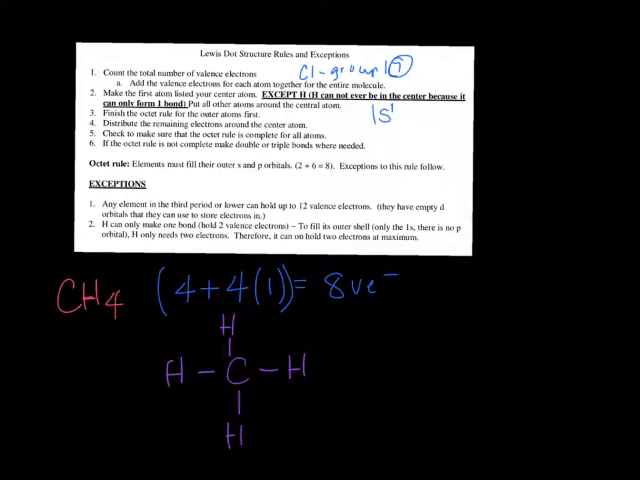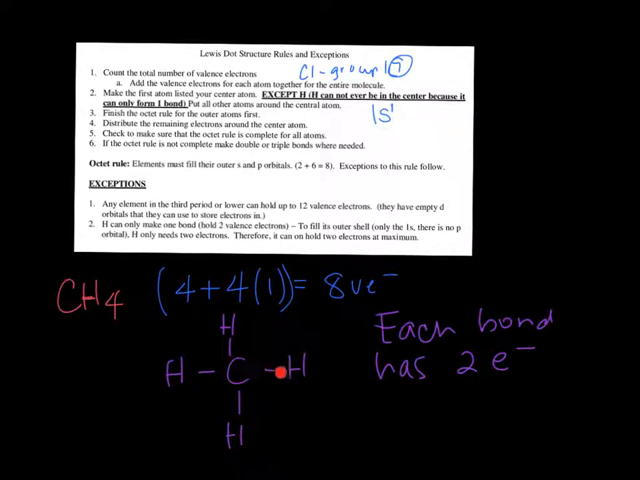Now, each bond has 2 electrons in it. Those electrons in that bond are being shared back and forth between carbon and hydrogen, and that's what holds the atoms close together and forms the bond. And there's 2 of them. So right now I've got 2, 4, 6, 8 electrons. So I've used all 8 of my valence electrons.